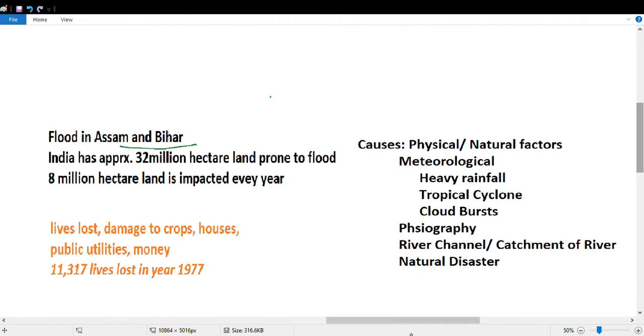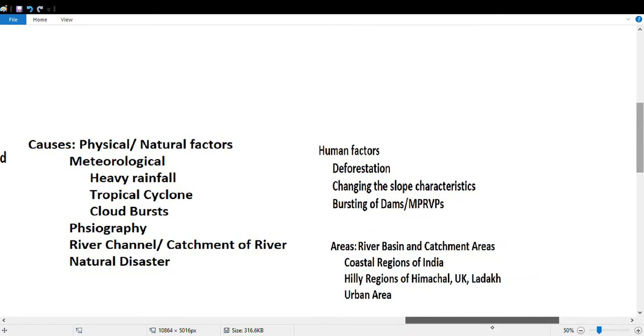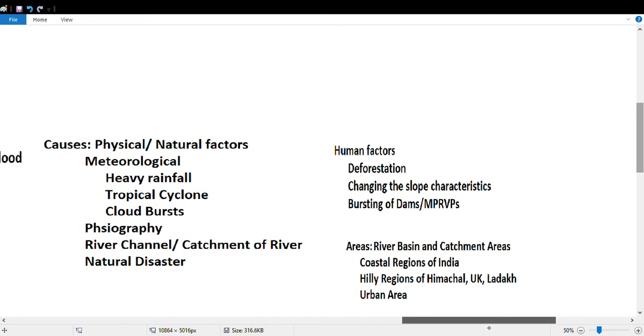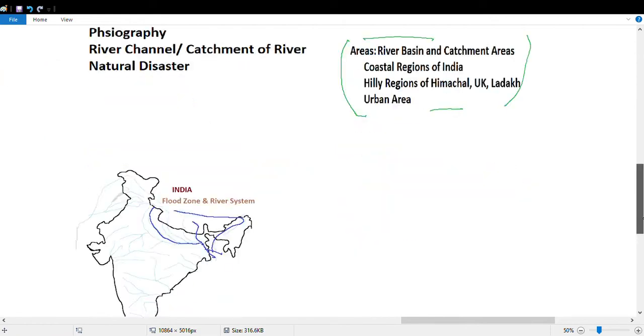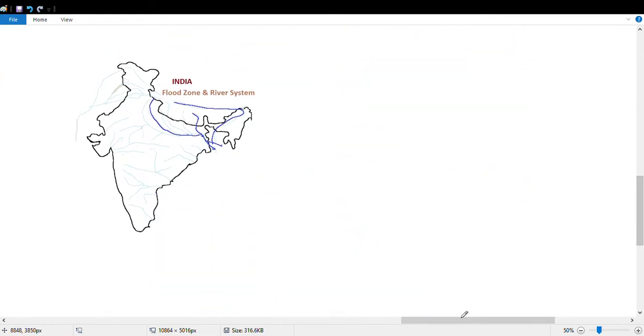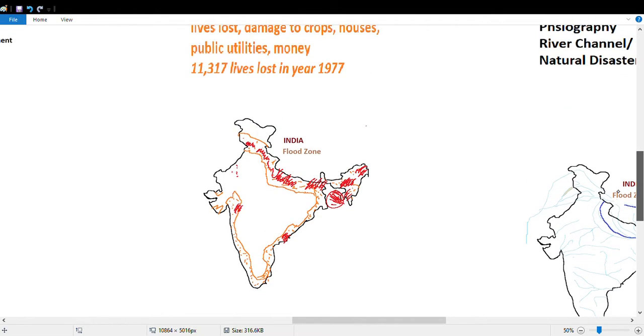Talking about the reasons behind this, the causal factors, one is the physical factor and another is the human factor, which we'll be dealing with. And these are the areas which are usually affected by flood. So, how is this possible and why is this so?